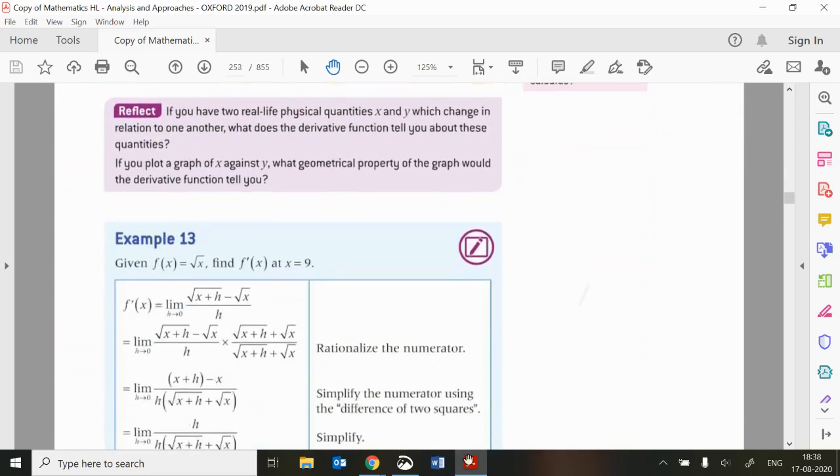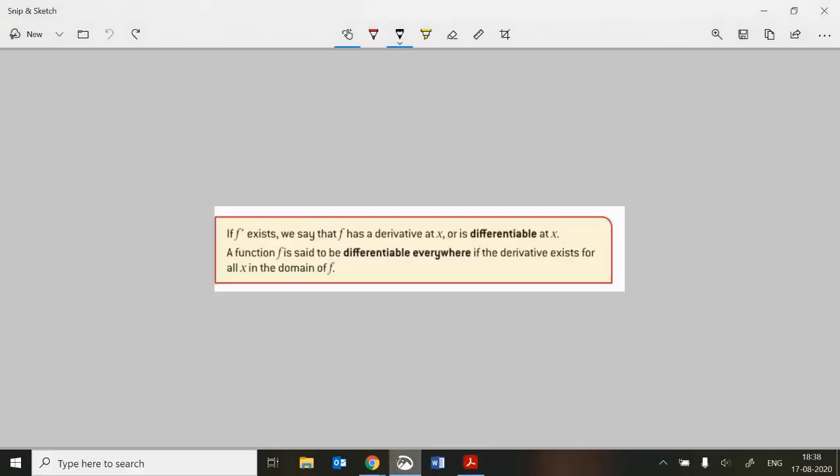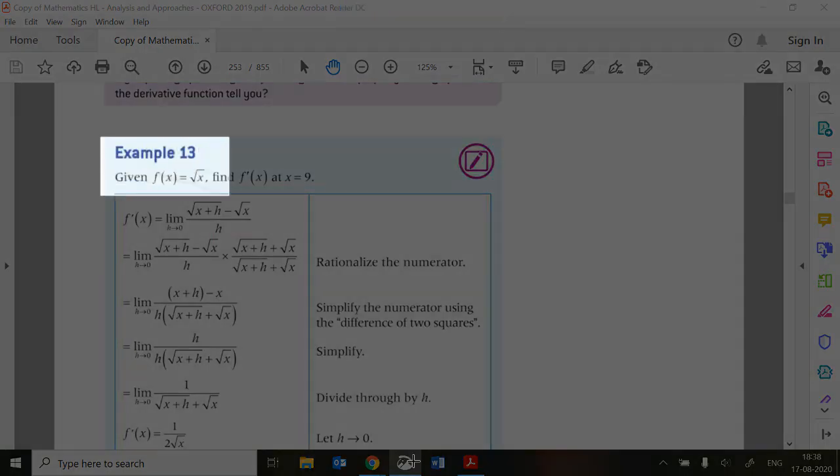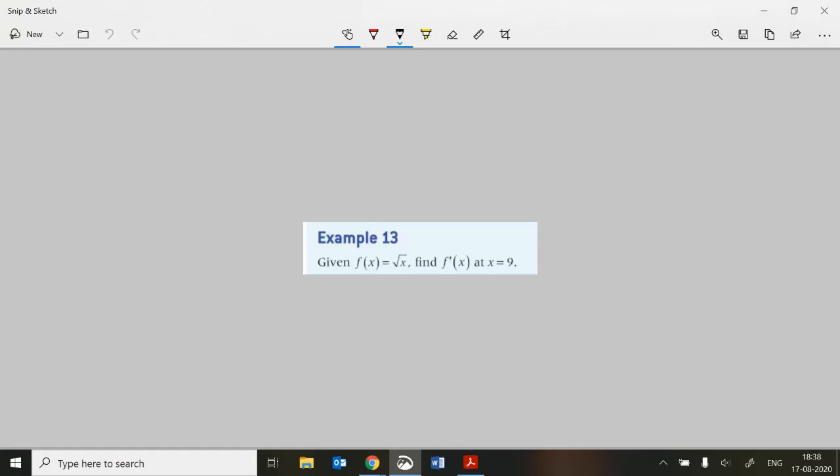Okay, so a couple of questions here. We've got example 13 and 14, so not an awful lot before we get to the next exercise. So this one says, given that f of x is equal to the square root of x, find the derivative. So we're going to do this via first principles again. So we're going to say that our f dash of x, and this wants our gradient at x is equal to 9, essentially. So ultimately, we'll need to substitute in x is equal to 9.